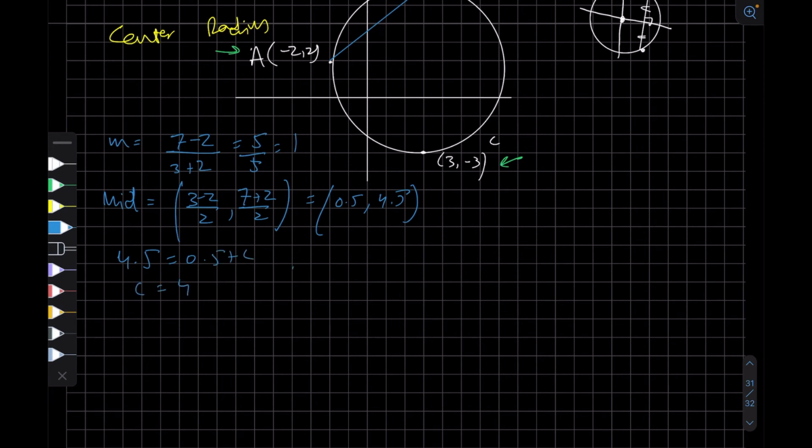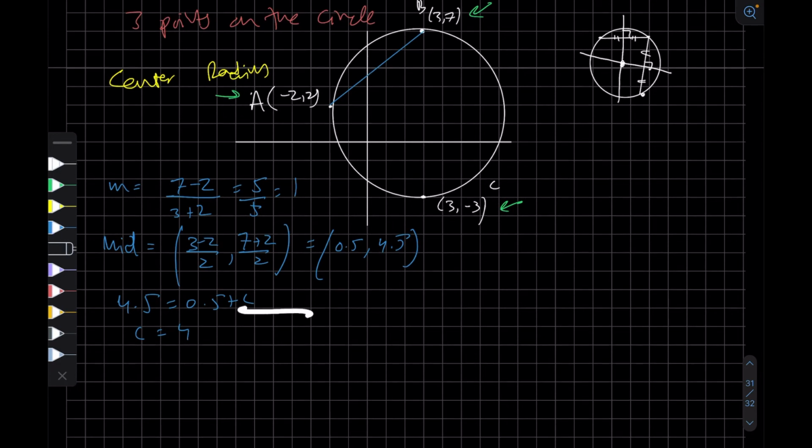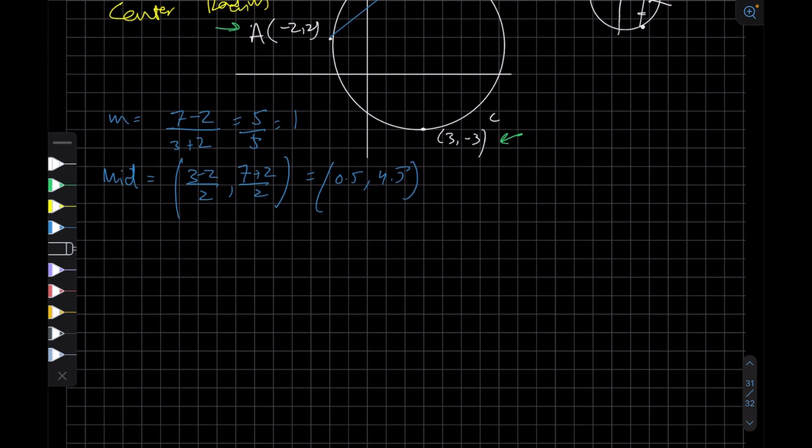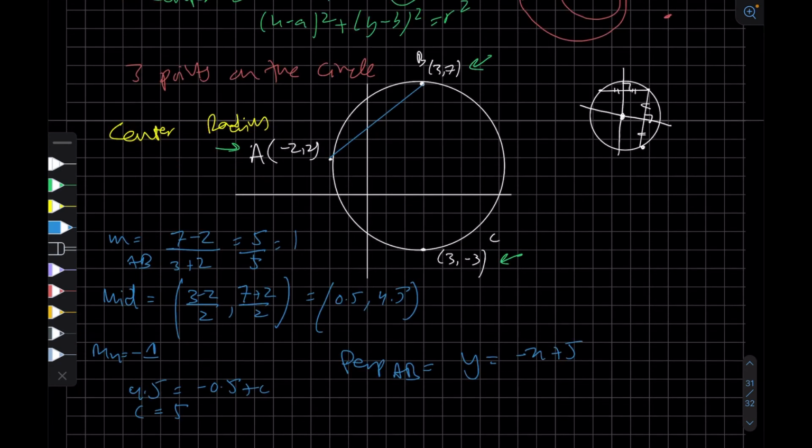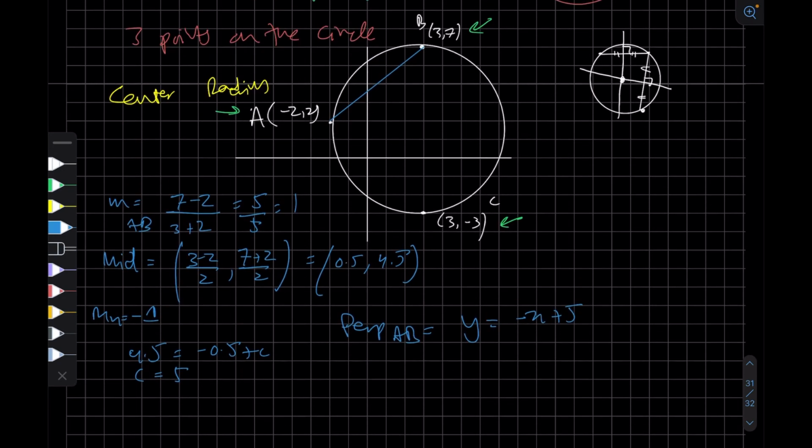So if m of AB is 1, the m of the normal will be negative 1. So 4.5 equals negative 0.5 plus c, so c will be 5. The perpendicular bisector of AB has the equation y equals negative x plus 5. So we got the equation of the perpendicular bisector of AB.